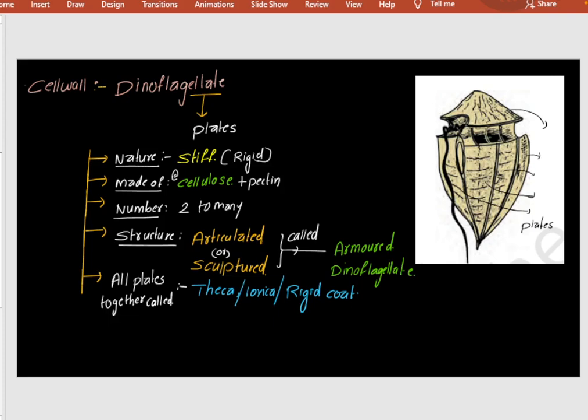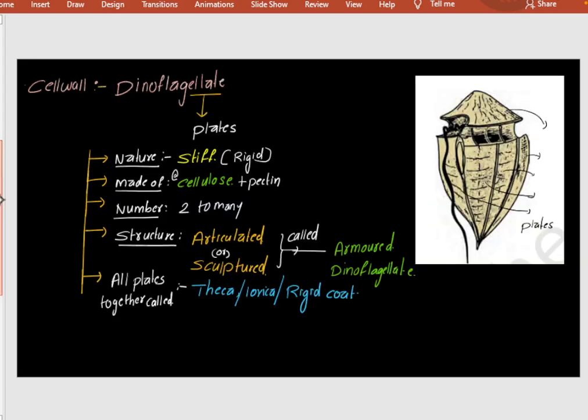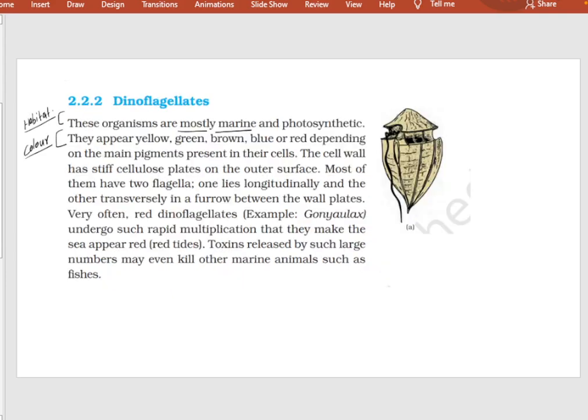So all the plates together are called what? Lorica, theca or rigid coat. In NCERT one piece of information is there: stiff cellulose plates, cellulose plates which are stiff. Okay, so just see here. NCERT also we will see. First chrysophytes. Here you can see.